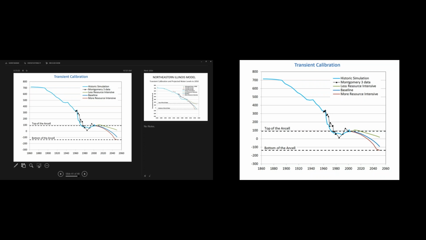So that's why these models have to go back to 1863. They have to go back to the start of pumpage. Because you can't suddenly start modeling in the middle of it, because then you've missed all the changes in storage.